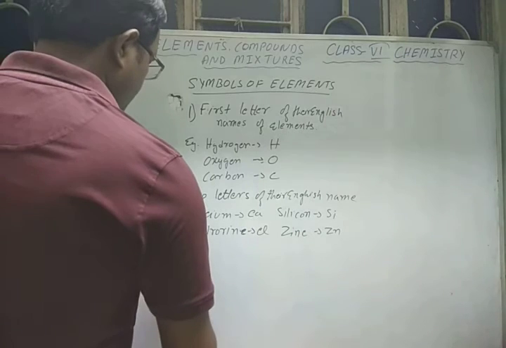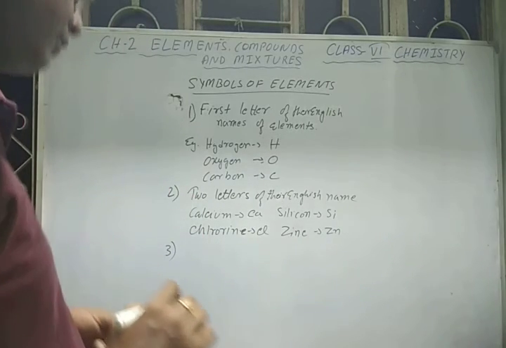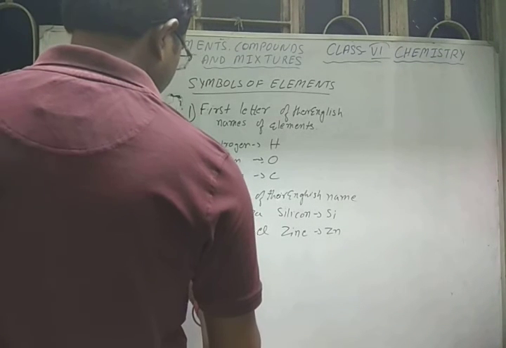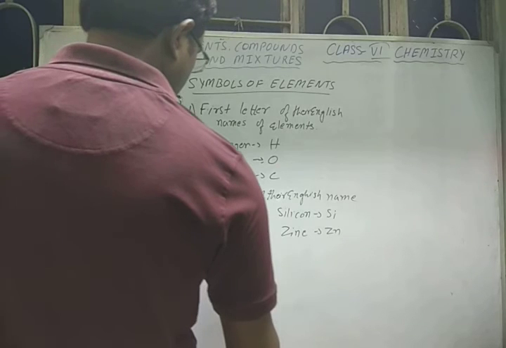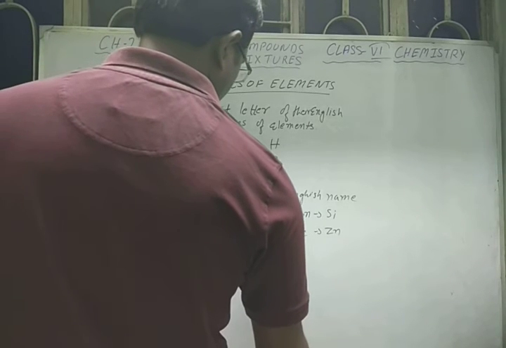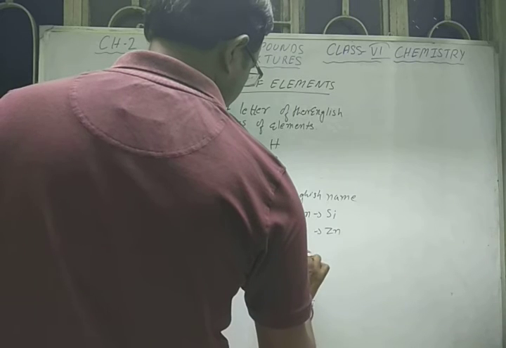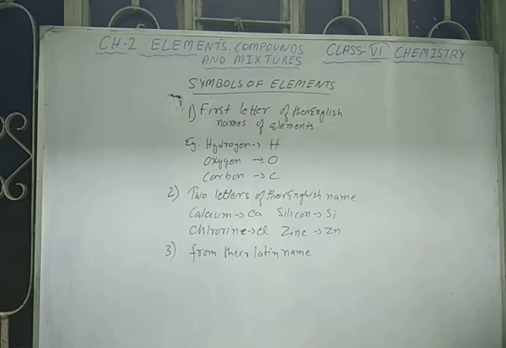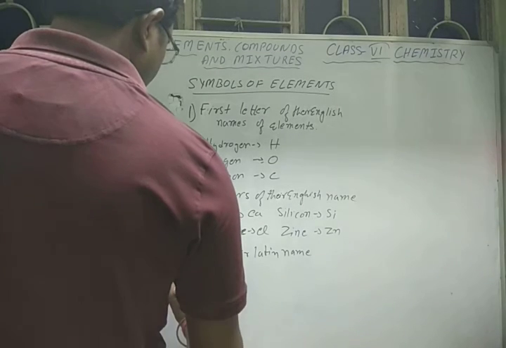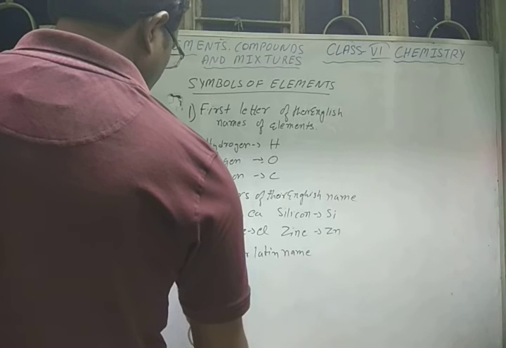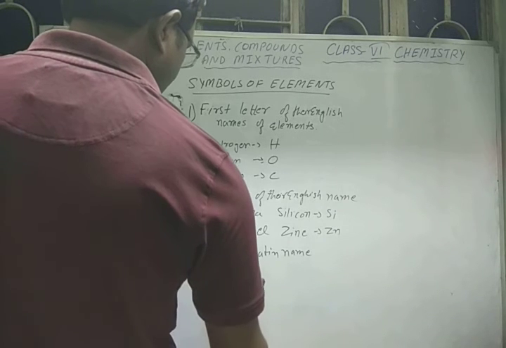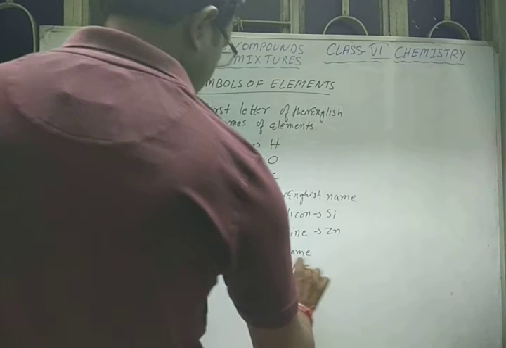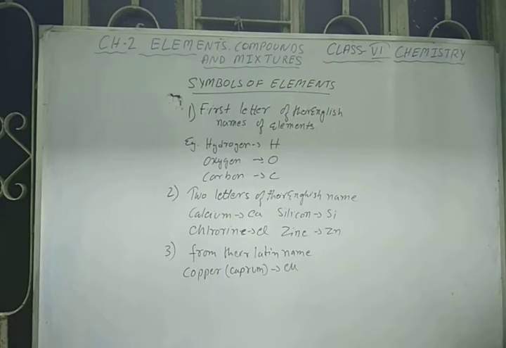After that, again some problem came. First two letters were also not able to give the symbol for some elements. For that, symbols are given from their Latin name. With the Latin name, the symbols are given, the first letter or first two letters of the Latin name. Suppose if you write copper, its Latin name is cuprum. So the symbol is given Cu. Okay.